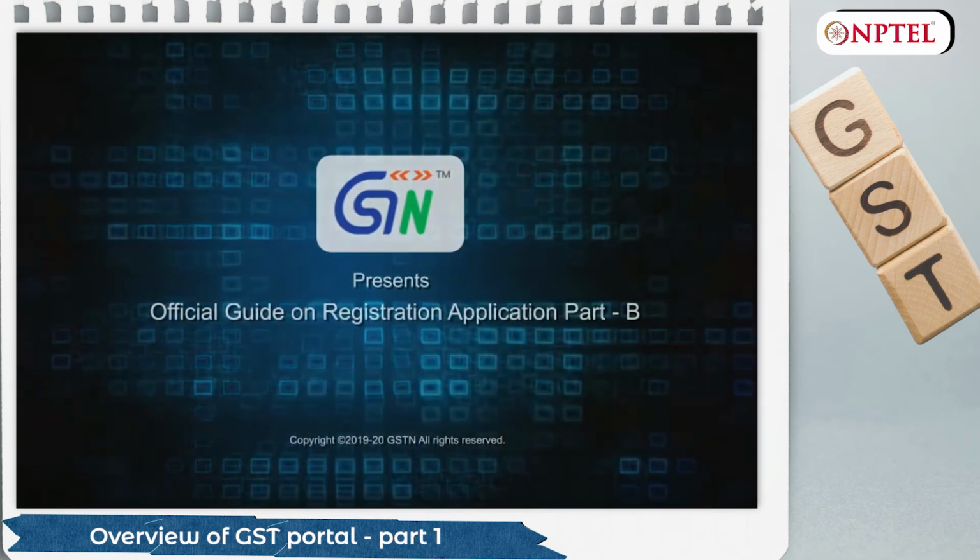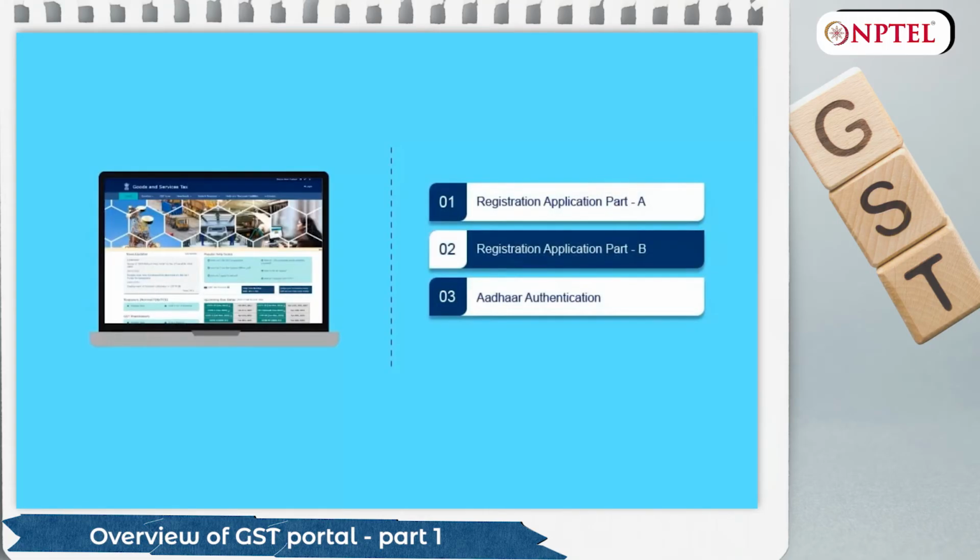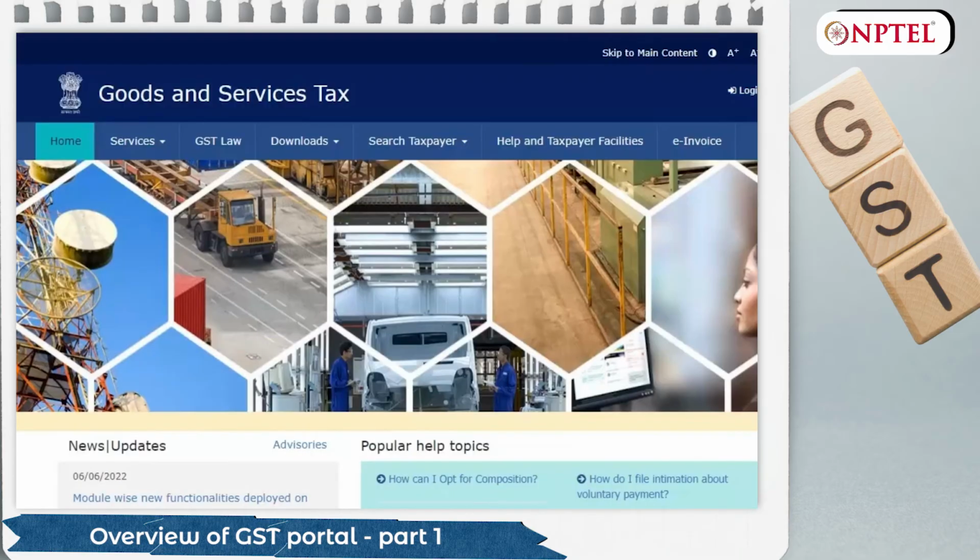In this video, we will learn about Part B of the registration process on the GST portal for normal taxpayers. Registering with GST is a simple two-stage process consisting of Part A and Part B. After generating TRN in Part A, this video will now introduce you to Part B of the registration application. To begin, access the GST portal www.gst.gov.in.